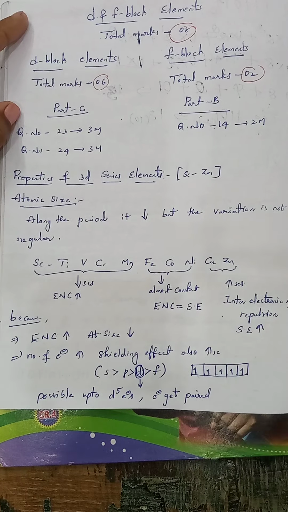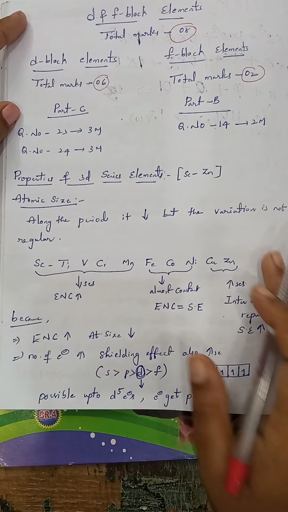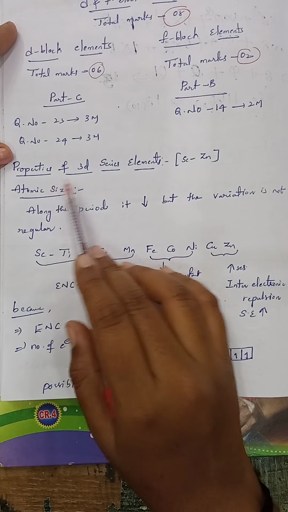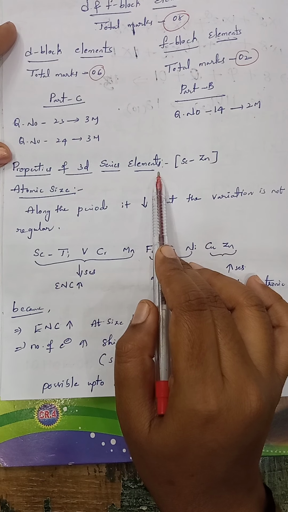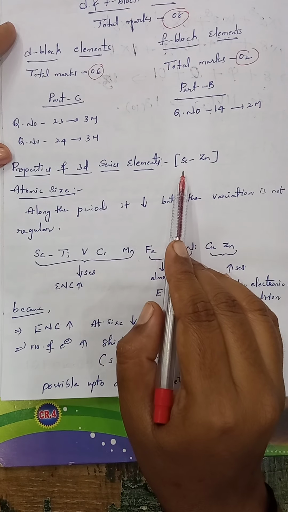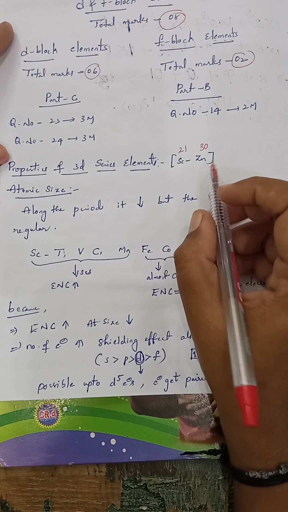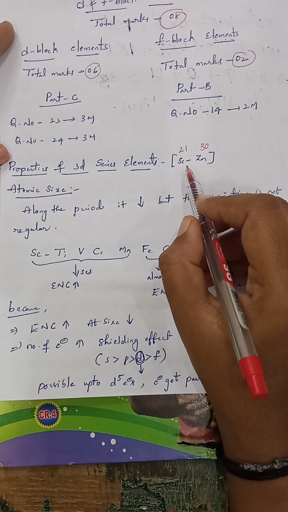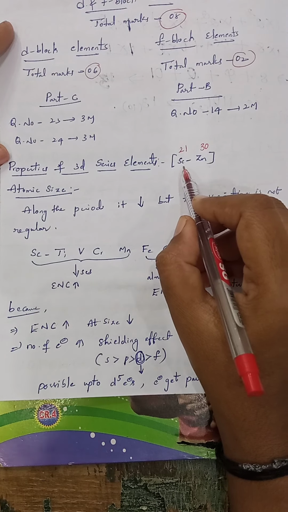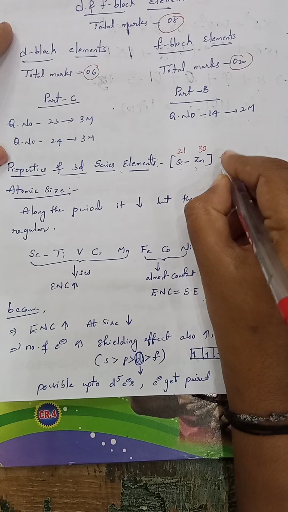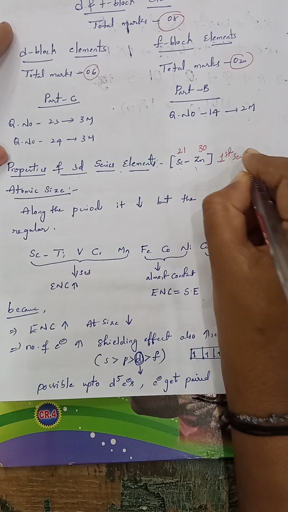Now we'll study about the properties. If you see the properties of 3D series elements, we know that they are from scandium to zinc with the atomic number 21 to 30. Whatever elements are present between 21 to 30, that is scandium to zinc, they belong to the 3D series. These 3D series elements are also known as first series elements.